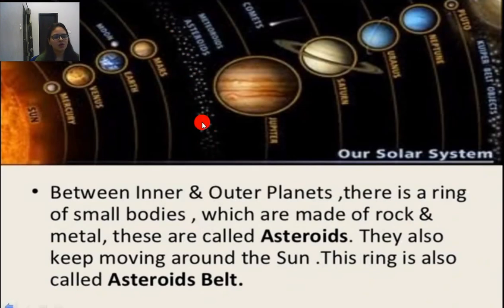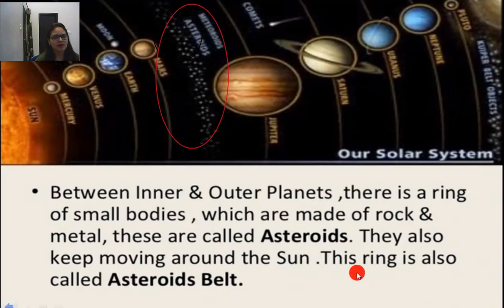Now you can identify where the asteroid belt is. Between inner and outer planets there is a ring of small bodies which are made of rocks and metals. These are called asteroids. They also keep moving around the Sun. This ring is also called the asteroid belt.